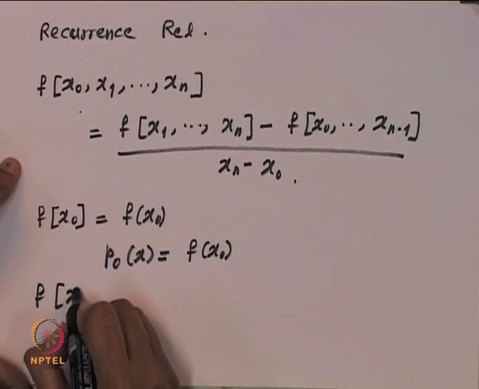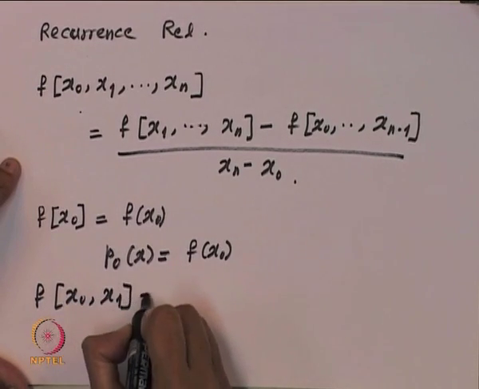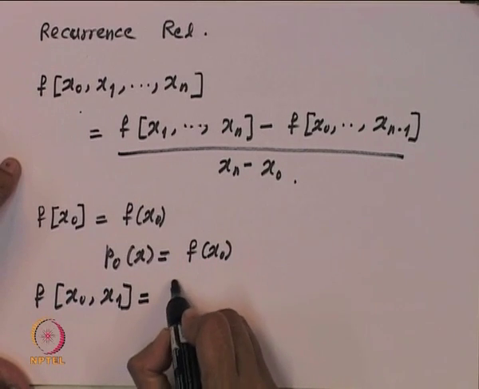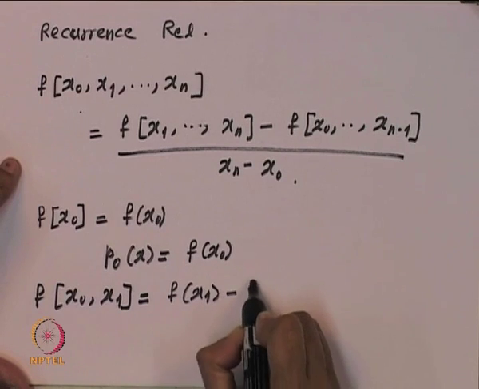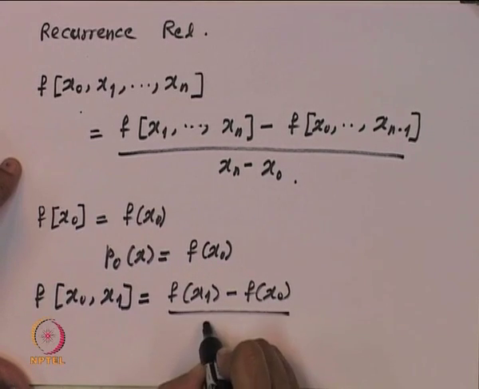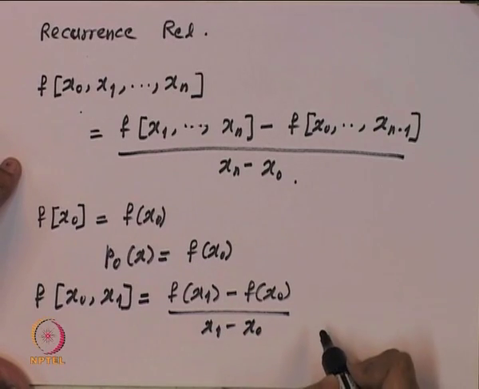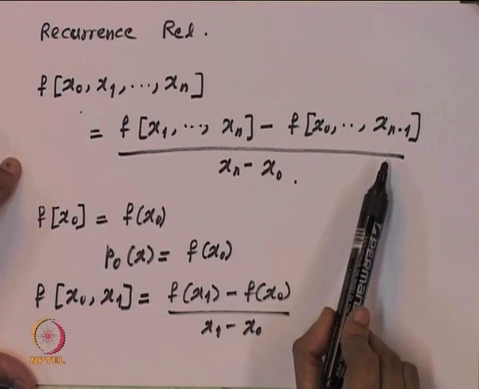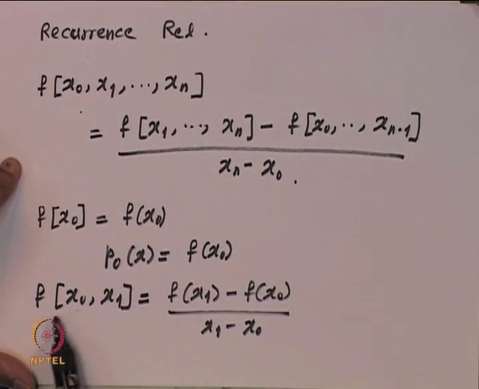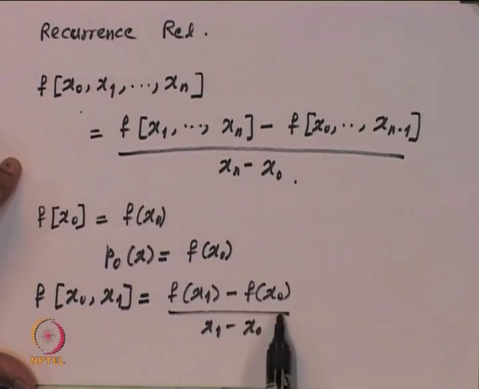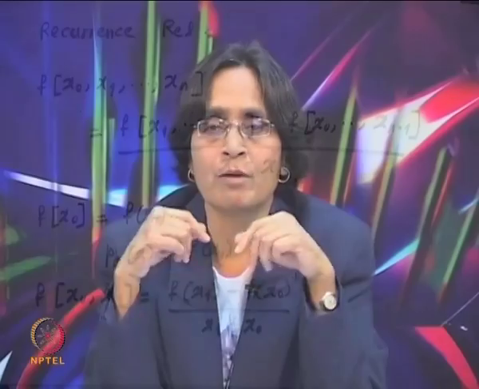F of x 0, x 1 is going to be equal to f of x 1 minus f of x 0 divided by x 1 minus x 0. So, once we prove this recurrence relation, then you will have f of x 0, x 1 to be f of x 1 minus f of x 0 divided by x 1 minus x 0. Perhaps you are familiar with this formula, that f of x 0, x 1 is equal to f of x 1 minus f of x 0 divided by x 1 minus x 0, and then one defines recursively.